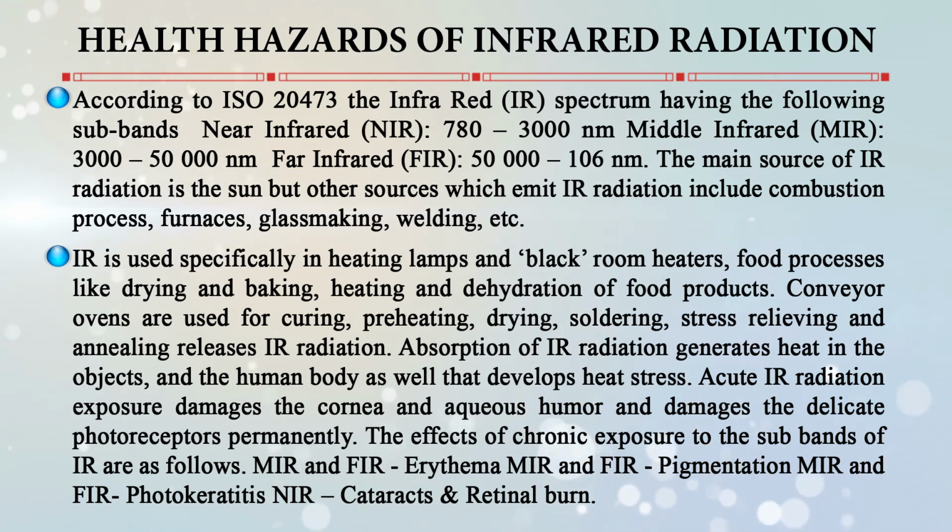and also the human body, as well as heat stress. That means the adverse effect of IR radiation exposure is heat stress. Acute IR radiation exposure will definitely damage the cornea and aqueous humor, and also damage the delicate photoreceptors permanently. The effect of chronic exposure to the subbands of the IR, that is the MIR and FIR, causes erythema, and MIR and FIR cause pigmentation also, sometimes photokeratosis, and also cataracts and retina burn with the NIR.